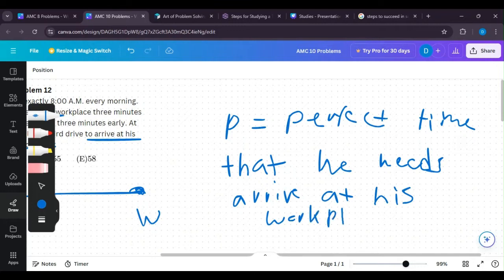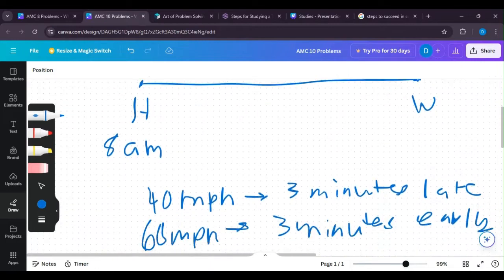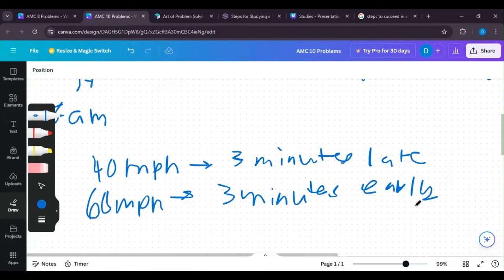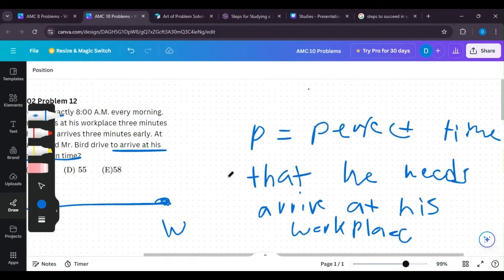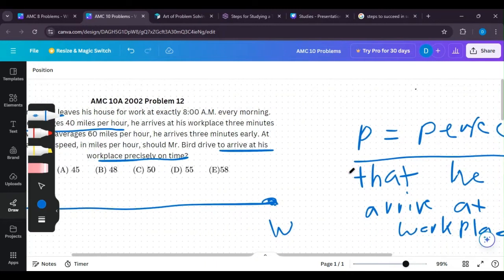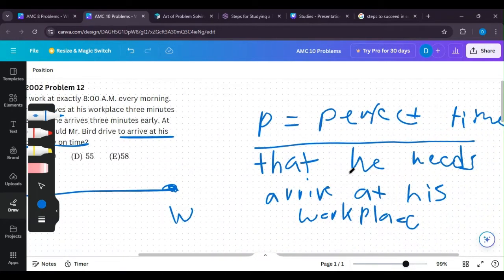And the reason I'm setting P is because between 40 miles per hour, 3 minutes late, and 60 miles per hour, 3 minutes early, there's something similar between both of them. They're both comparing to the time P that they should arrive on time, the perfect time. Either 3 minutes late or 3 minutes early, they're still comparing to P. Okay, but there's one more thing we have to add for P.